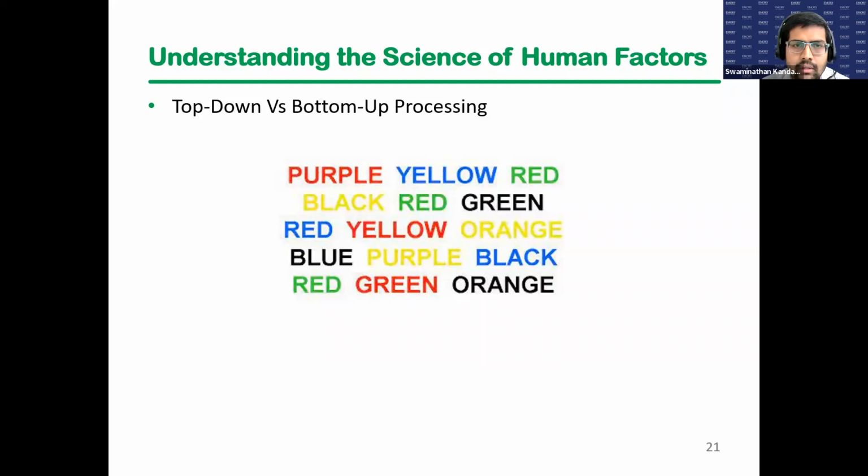This is an example where if you were to read the letters as such, like purple, yellow, red, it's probably much easier, and you're doing top-down processing. If you are trying to process information bottom-up and say the color instead of reading the letter, it's much harder. But when we present information to people, it depends on whether we want them to get new information out of it, or help them do a thing based on what they already know.